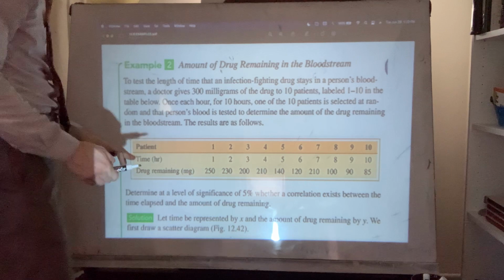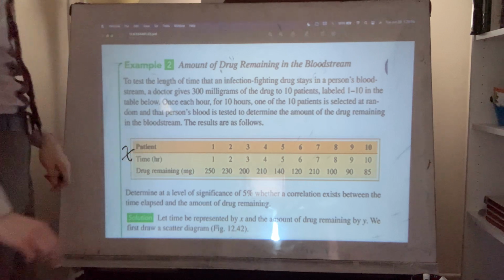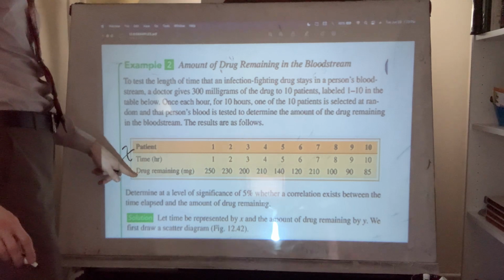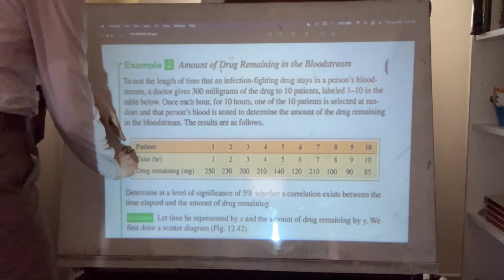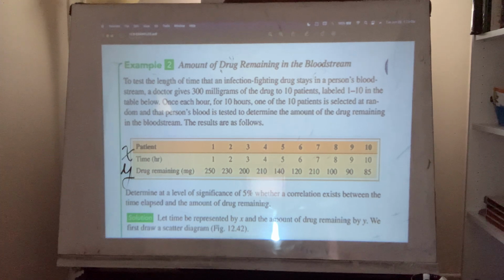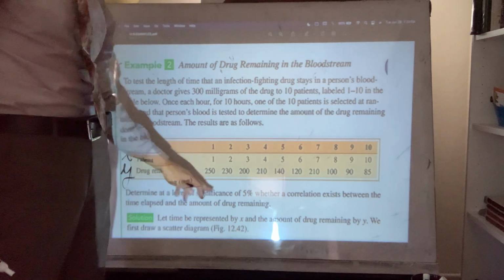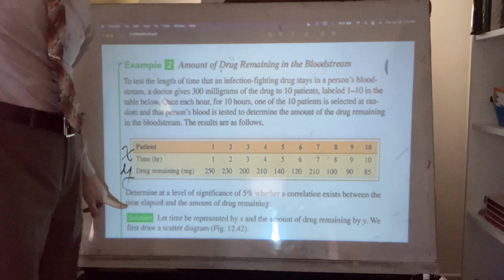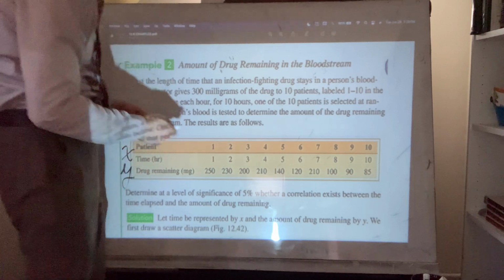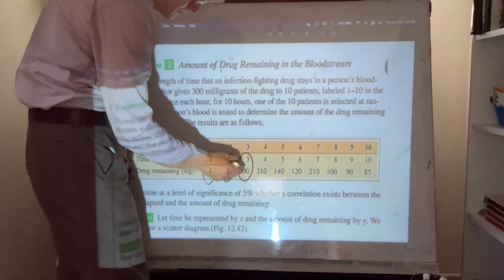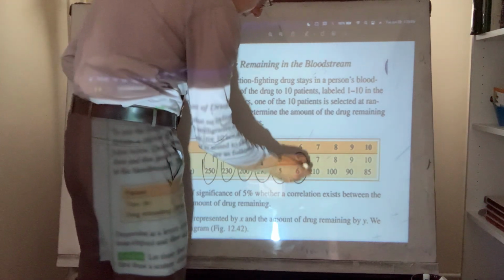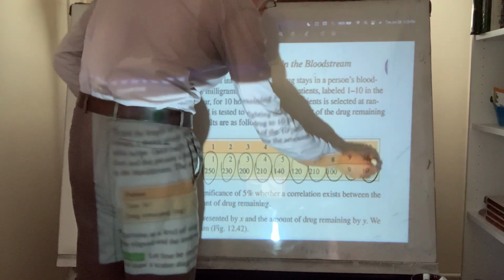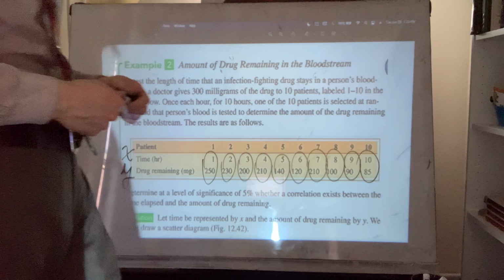Time is the independent variable x. It's assumed that the amount of drug is dependent upon time. So this is your x value and this is your y value. Determine at a level of significance of 5% whether a correlation exists between the time elapsed and the amount of drug remaining. Well, we need to get the r value in order to answer this first. So let's pair these together as x's and y's. We're going to have to input these into our calculator to spare us the trouble of running the calculation by hand that many times, which is rather tedious.